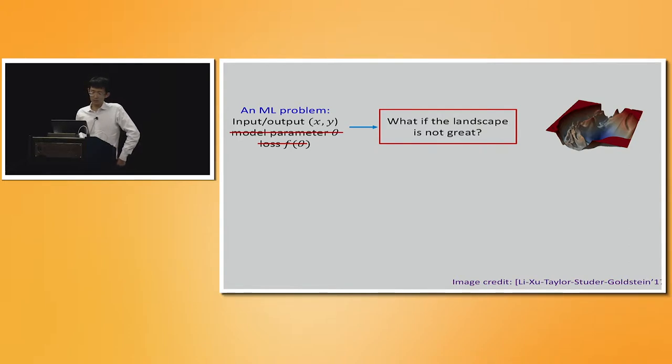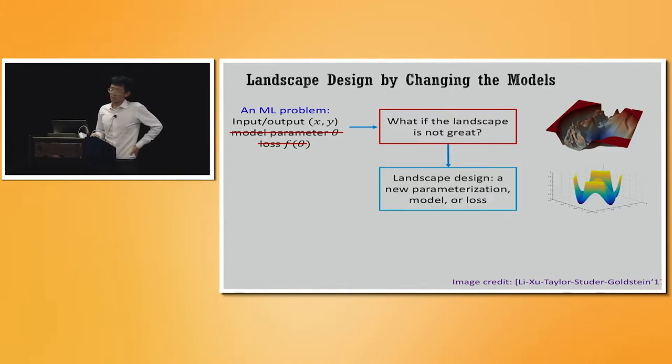So here's another idea to go beyond the landscape. Because we are doing machine learning, there's no reason why we have to stick to the model, the architecture we are using, and the loss function we are using. Because anyway, they are just means instead of goals. So we can do this landscape design by changing the model. We can possibly have a new parametrization of our model, or maybe a completely new model, or a new loss function. But we still want to solve the same problem. So maybe after the reparametrization or the new loss function, the landscape becomes much better.